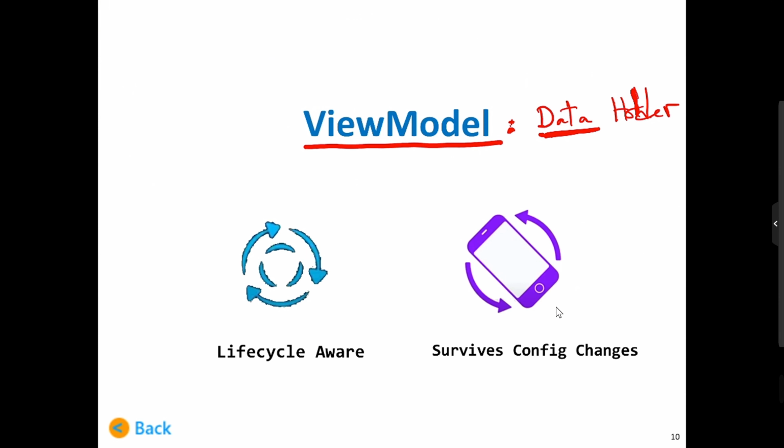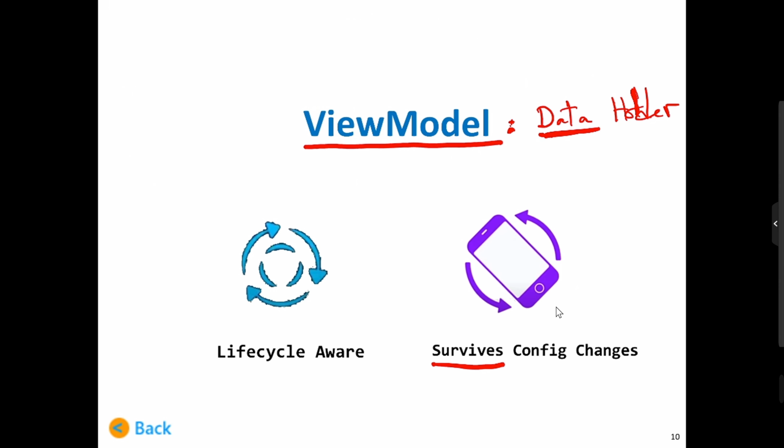And why do we put it in the view model? For two reasons. The first thing, it survives configuration changes. As I showed you last session, if I rotate the phone, if I have any data stored in the activity, that data will be lost when the phone is rotated. Why does it get lost? Because basically Android recreates the activity every time there is a configuration change, such as phone rotation.